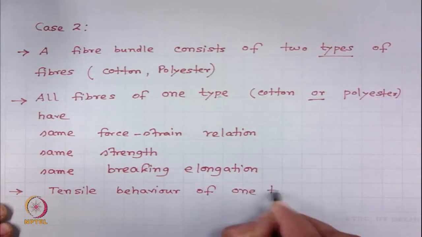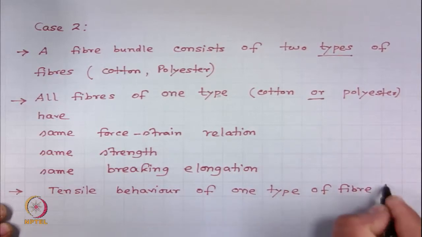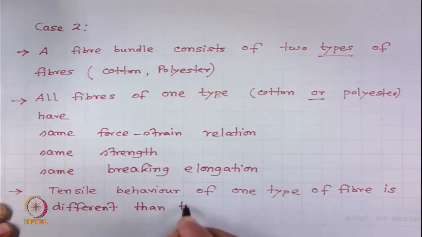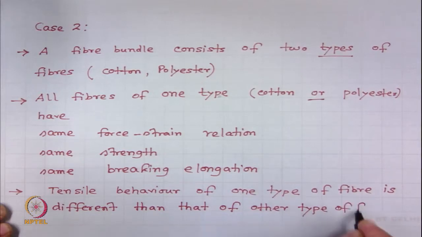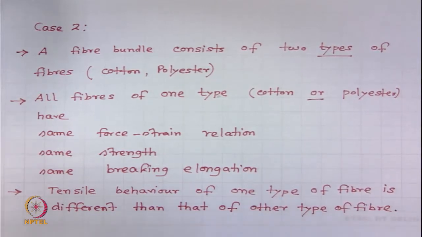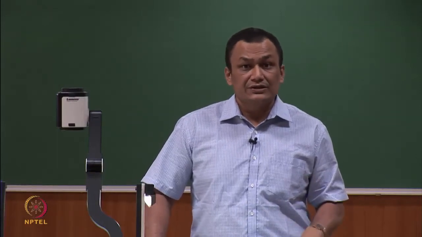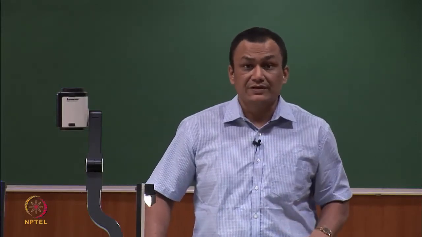The tensile behavior of one type of fiber is different than the tensile behavior of other types of fiber. It means the tensile behavior of all cotton fibers, though they are the same, is different from the tensile behaviors of all polyester fibers, though all polyester fibers exhibit the same tensile behavior.